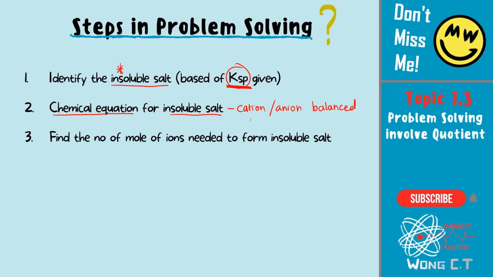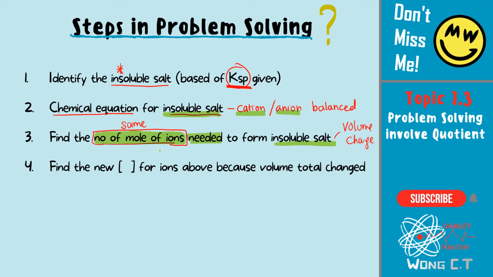Alright? The next step is when you already identify the cation and anion that you need in your insoluble salt, you need to then find the number of moles of the ions needed to form the insoluble salt. So bear that in mind, we are only finding the number of moles of the ions that you need for your insoluble salt. And why do we find the number of moles but not the concentration straight away? Because normally the volume will change. Alright? So please remember, when the volume changes, the only thing that will remain the same is your number of moles.